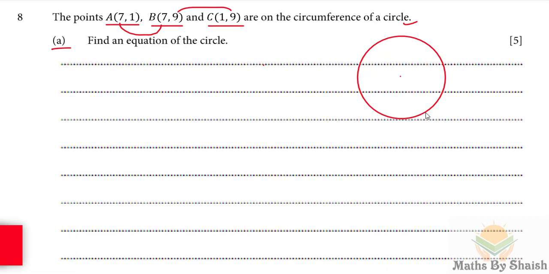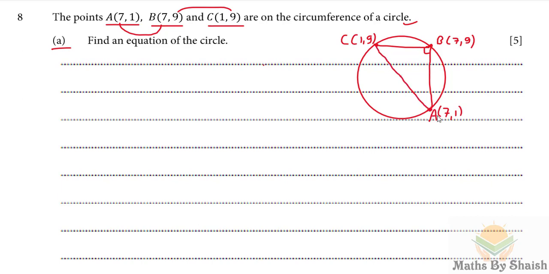If we look at it carefully, let's say this is A and this is B. Then B is vertically above the A point because the x coordinate is the same. Since C is (1,9), it would be towards the left, and B and C would be on the same horizontal line. So C is going to be here at (1,9). This is a horizontal line and this is a vertical line. It means it's a 90 degree angle, and we know that the angle in a semicircle is 90 degrees. It means AC would be a diameter.